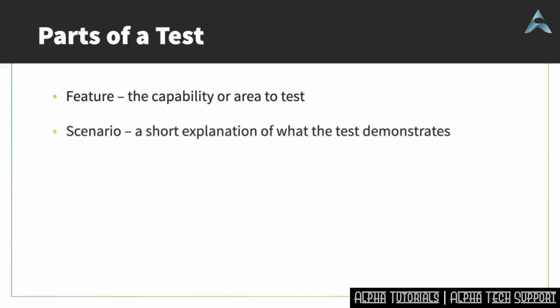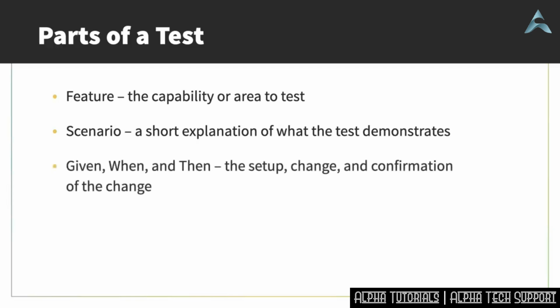Second, we need to describe our scenario. The scenario is just a readable explanation of what this test is going to prove. It doesn't affect the test itself. In this case, we'll say, I want to prove my environment is working as expected. The last part is the most important and made up of 3 steps: the given, the when, and the then. They set up the setup, the change, and confirm the change after the fact.